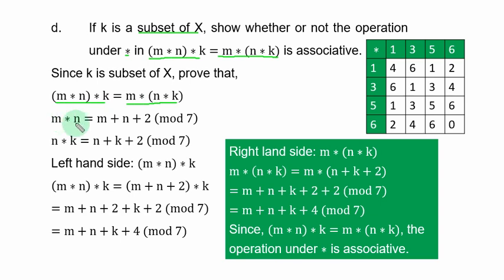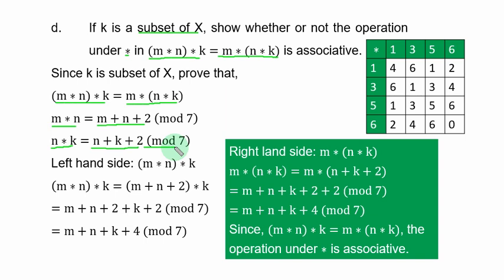So here we need to define two operations. Already m asterisk n is known, that is m plus n plus 2 modulo 7. Then we define for n asterisk k. So where we see m, we replace it with n, and when we see n, replace it with k. That is n asterisk k, and that is n plus k plus 2 modulo 7. So we have two sides, the left hand side and the right hand side.